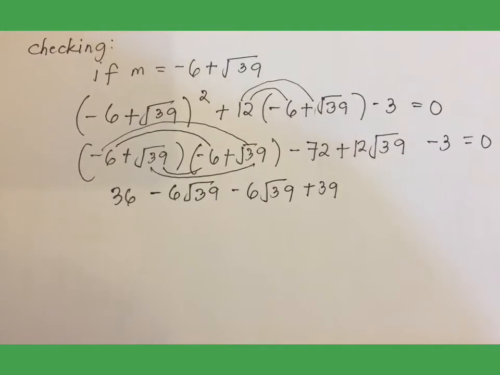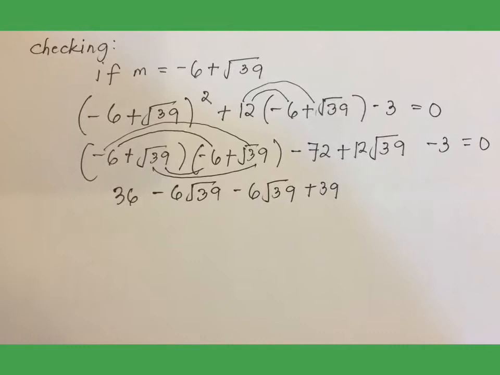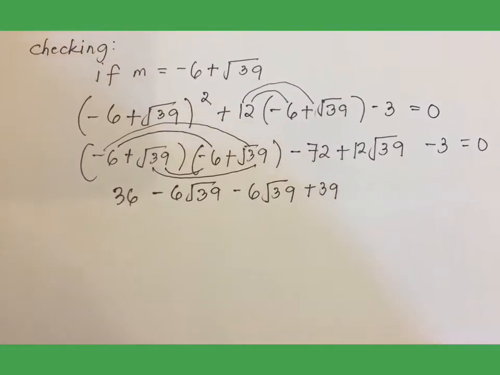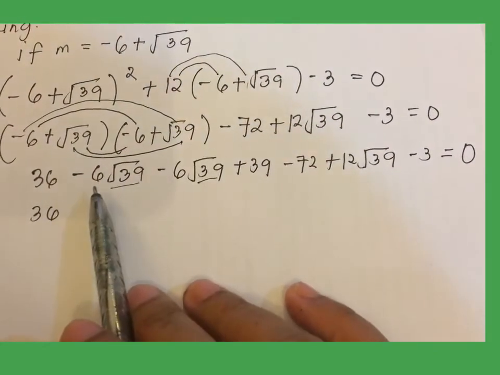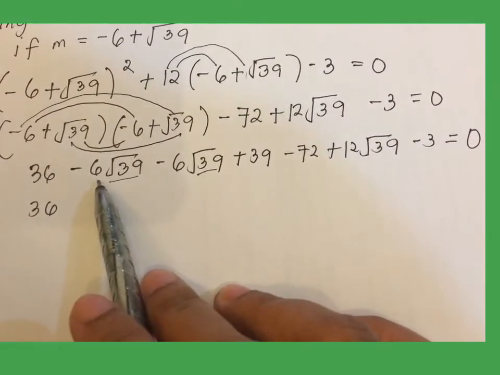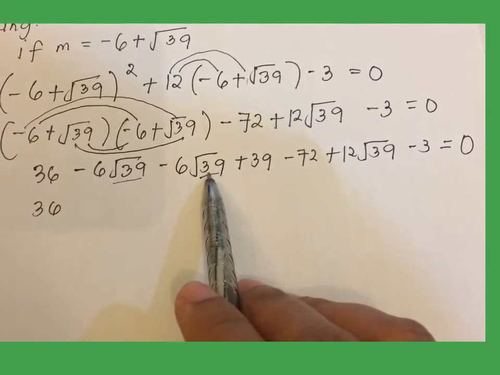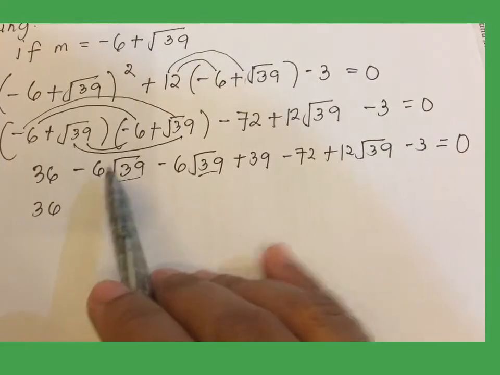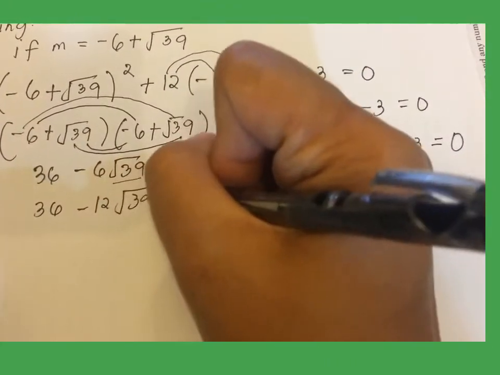Remember, anything times itself is just a square, and the square of a square root is the number. That's why when you multiply square root of 39 times square root of 39, the result is just 39. So we're now going to simplify it further. Let's check if there are similar terms. As you can see, they have the same radicands, 39 and 39. So negative 6 plus negative 6 is negative 12 square root of 39.